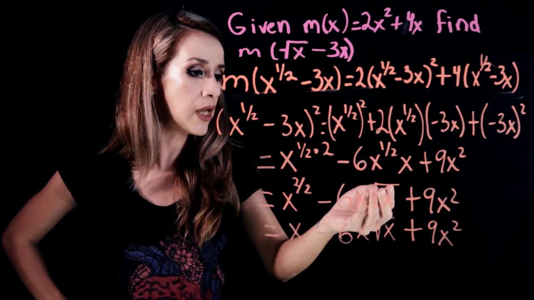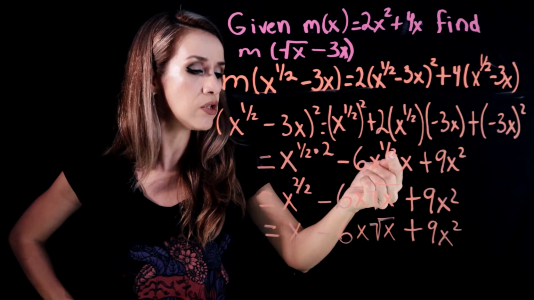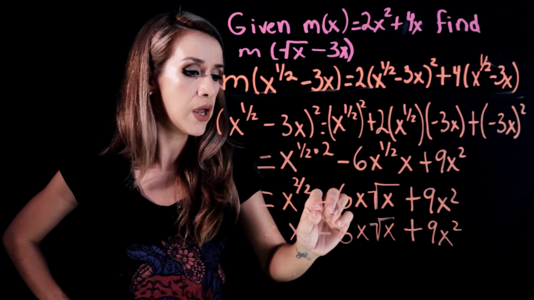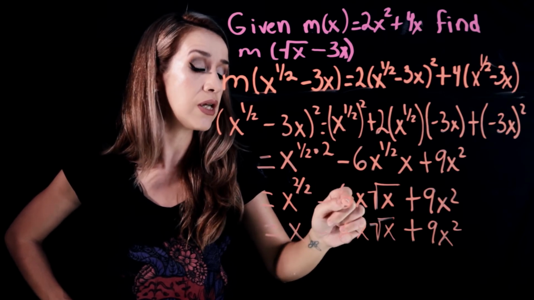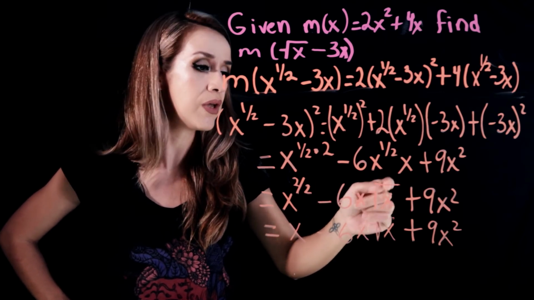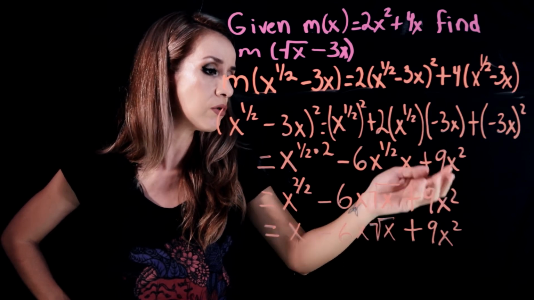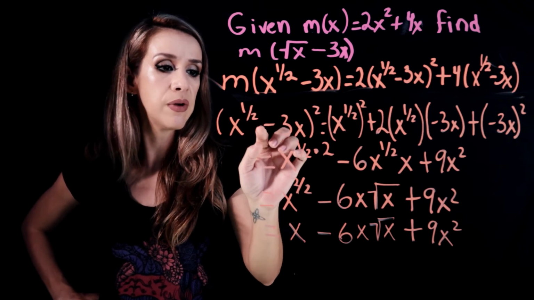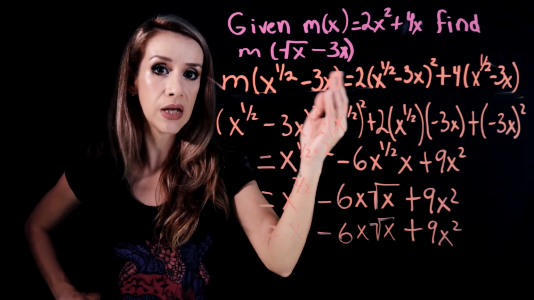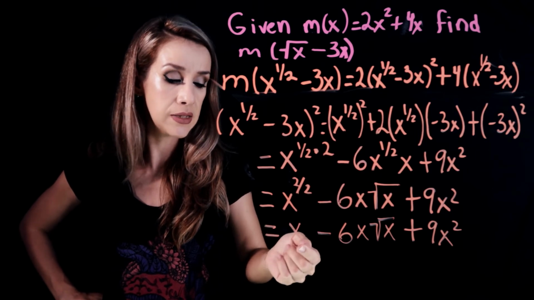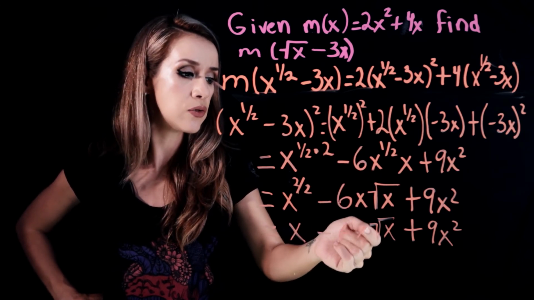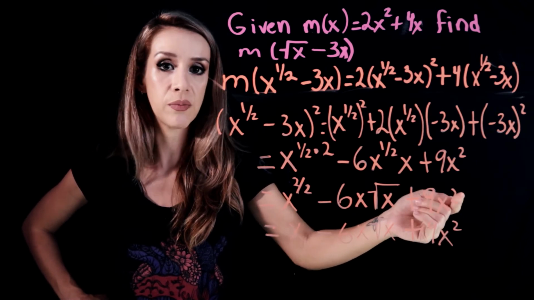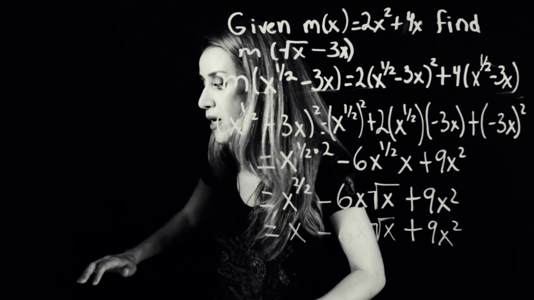And I'm going to change the fractional exponent notation of this element by the square root notation. That's why I have minus 6x times the square root of x. And this element, I'm just going to leave it like that. So the result of raising x to the 1/2 power minus 3x to the 2nd power is x minus 6x square root of x plus 9 times x to the 2nd power. Too many x's.